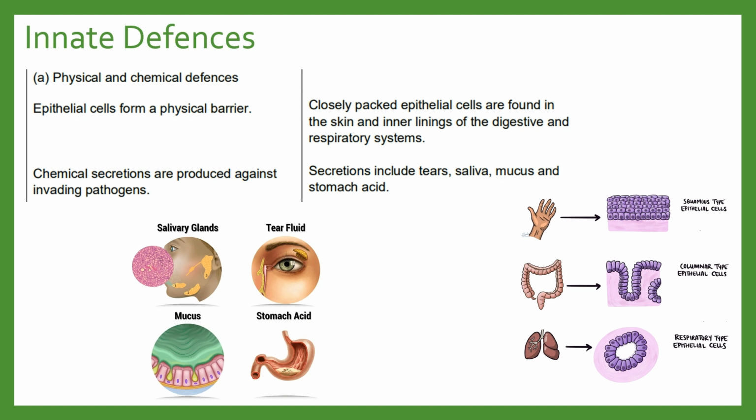Alternatively, we do have some chemical protections. So these are substances that are secreted that can actively break down any invading pathogens. So examples include tears, saliva, mucus, and stomach acid.